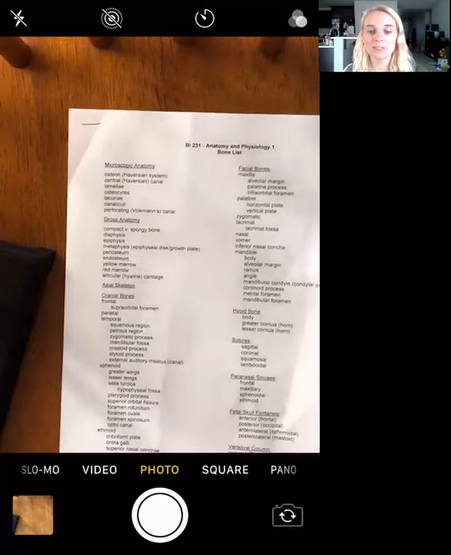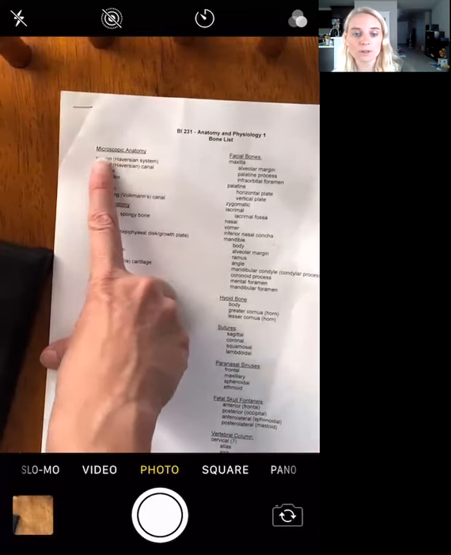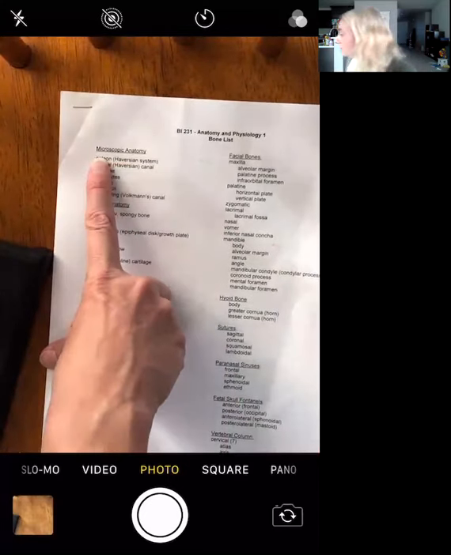So in this introduction, I just introduced how the bone list is organized. I'm going to go over the microscopic anatomy.